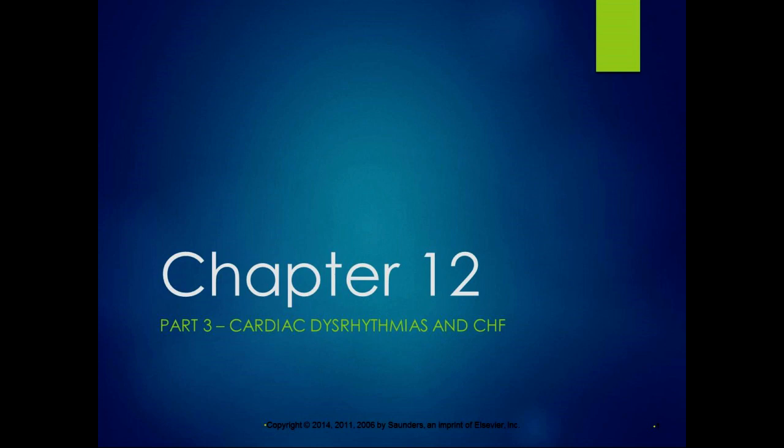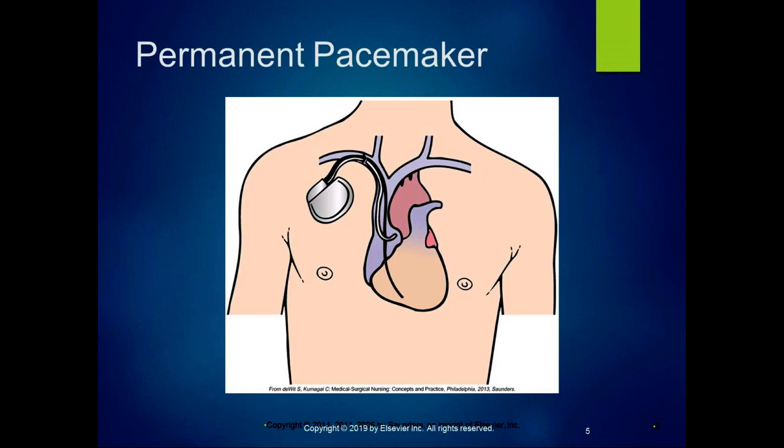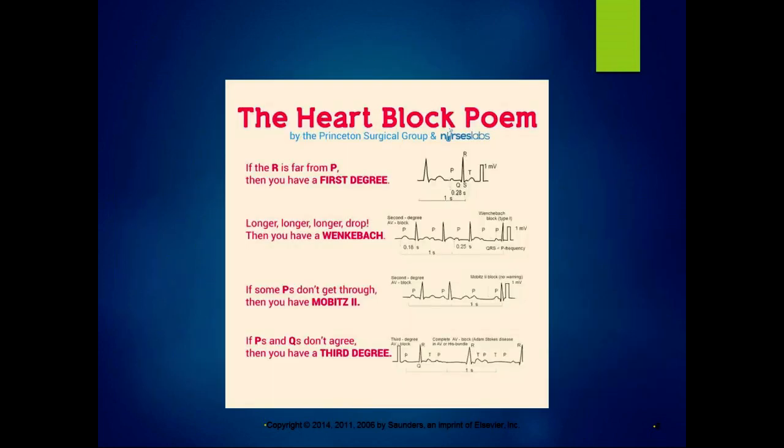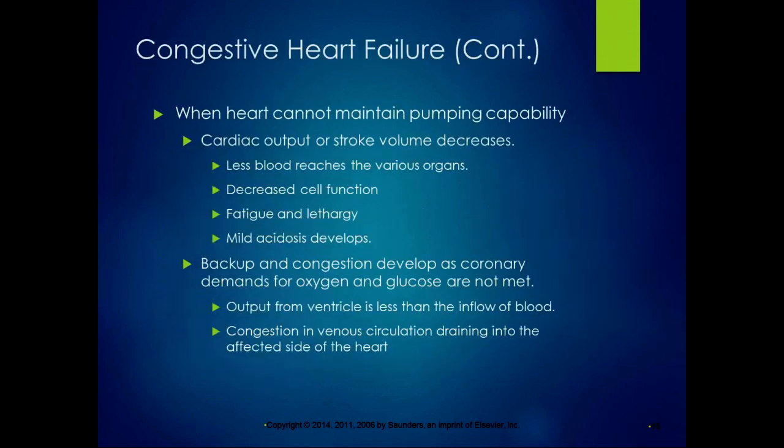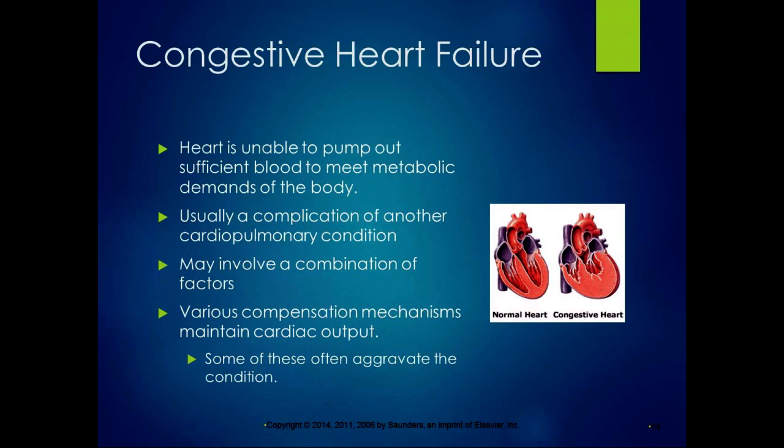All right, so we talked about cardiac dysrhythmias and cardiac arrest, and now we're going to talk about congestive heart failure. Okay, on slide 14. So congestive heart failure is when the heart is unable to pump sufficient blood to meet the metabolic needs of the body. So it's usually a complication of another cardiopulmonary condition, and it may involve a combination of factors. So there are various compensation mechanisms that maintain cardiac output, and some of these may aggravate the condition in congestive heart failure.